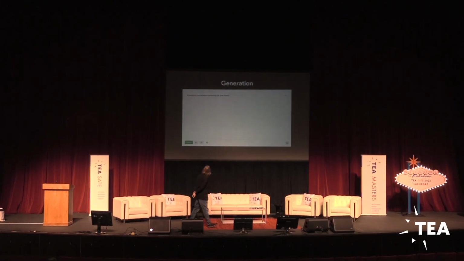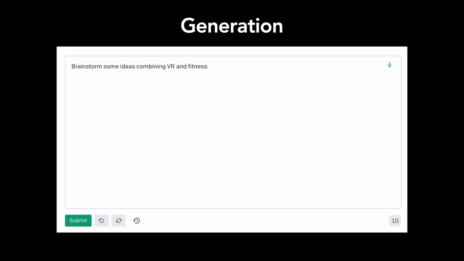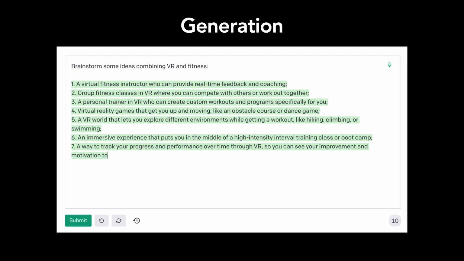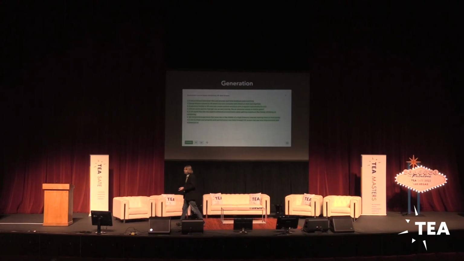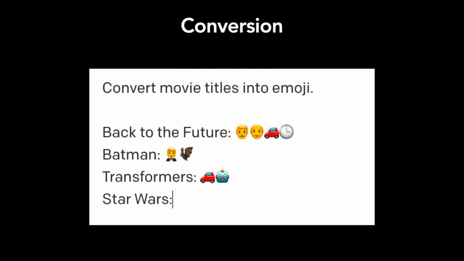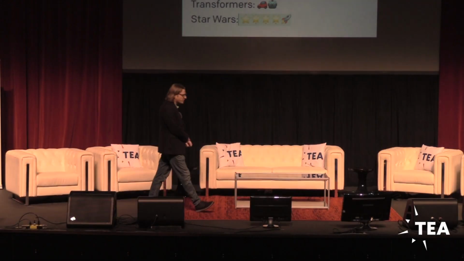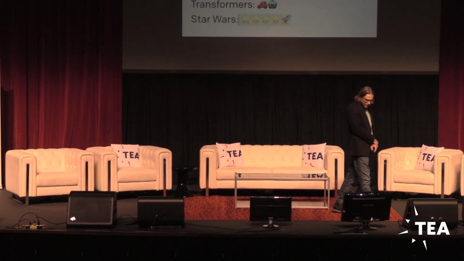I'll give you another example of generation. It can be used as a brainstorming tool. Here I'm asking GPT-3 to brainstorm some ideas that combine VR and fitness. Okay, let's see what it comes up with. I'm not going to read all of these out loud, but you can see for yourself. It's coming up with relevant ideas that actually combine VR and fitness, and they're pretty good ideas, written by a computer. It can even do things like this. If you write a prompt and give it a few examples, convert movie titles into emoji. It knows how to do it. It's creepy stuff.